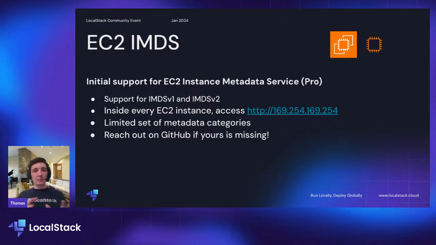There are a few smaller enhancements to services that I want to go through. One is the EC2 instance metadata service. This has been an open challenge. Kudos also to the team for figuring out how to do this. The instance metadata service is a well-known IP address that you can access from within EC2 VMs. So we've made this IP address available. You can call it and get metadata categories, a limited set of metadata categories for EC2 instances right now. If you're looking for particular metadata fields that you're missing, please go to GitHub, file a GitHub issue, and we can look into adding them.